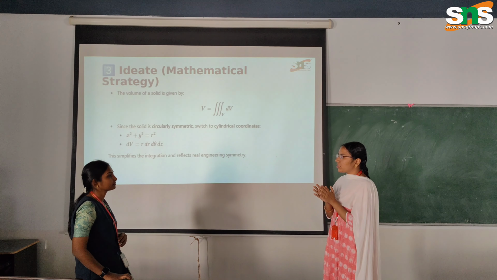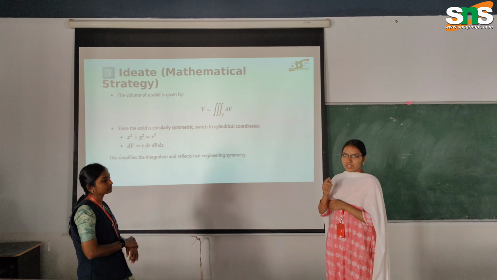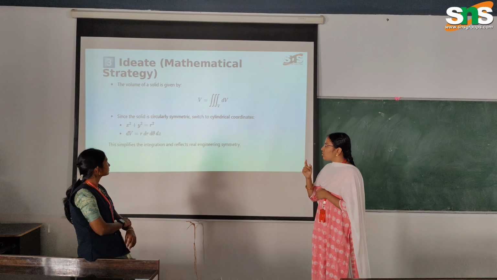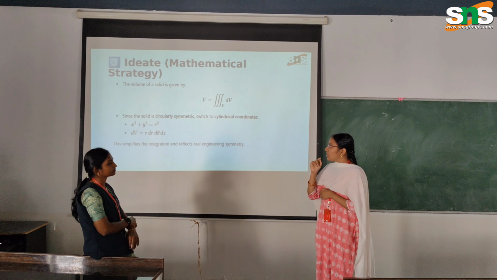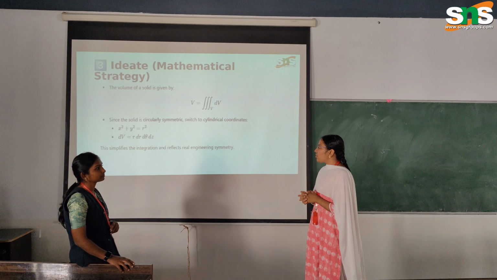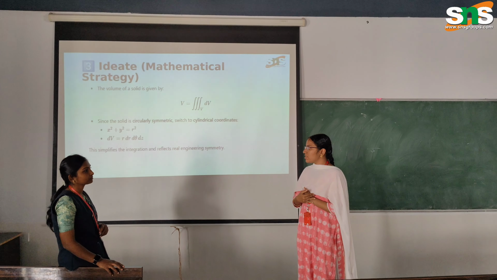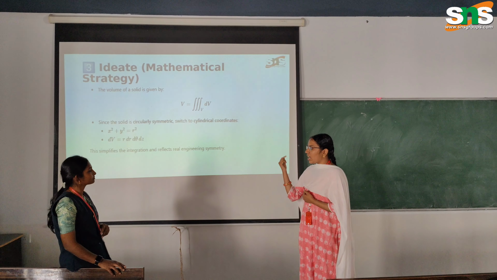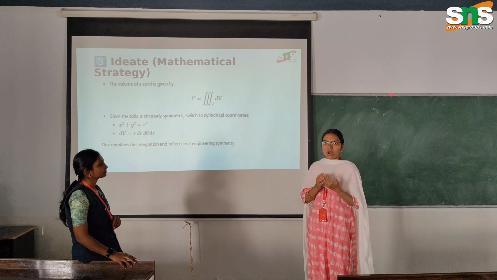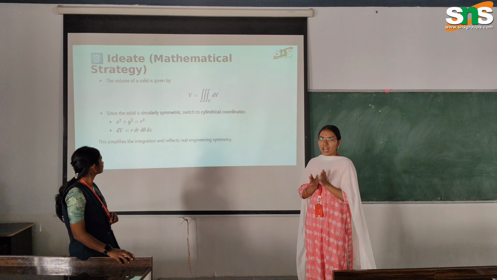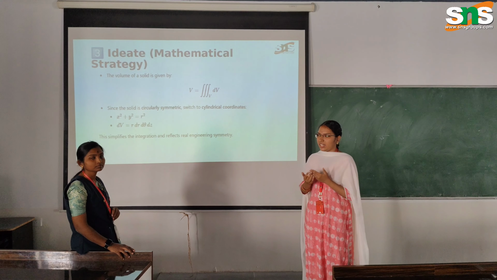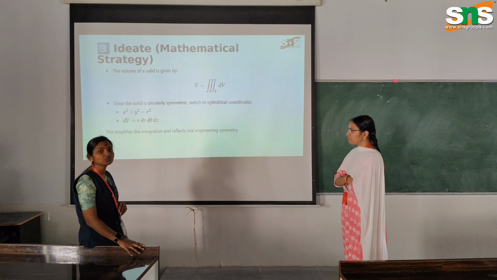In design thinking, the best way to solve the problem is to find the volume of the solid using a triple integral. Because the shape is cylindrical, normally using x and y coordinates becomes somewhat complicated. So we use cylindrical coordinates, which come from polar coordinates. Here r is the radius, theta is the angle and z is the height. The small volume element dV is equal to r dr dθ dz. This makes the calculation simpler and easier. This is the ideation stage of the design thinking approach.